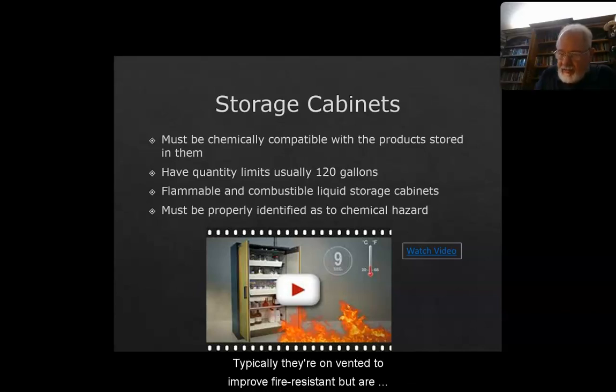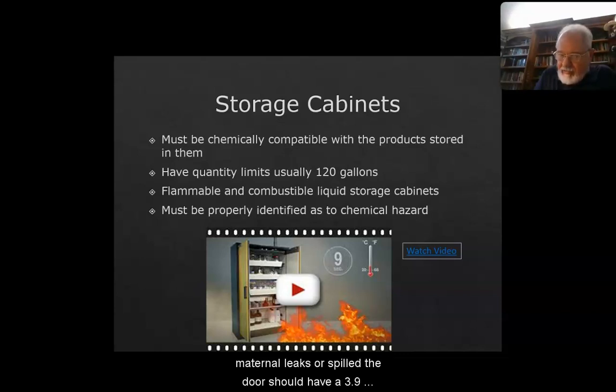Typically, they're unvented to improve fire resistance, but are manufactured with plugs that may be removed to install vents that must go to the exterior of the building or to an approved exhaust hood for vapor removal. They're made of double-walled 18-gauge steel. The joints must be riveted or welded and are generally liquid tight with a 2-inch sill at the bottom to contain any internal leaks or spills.